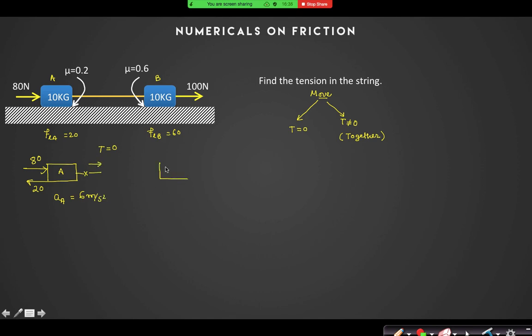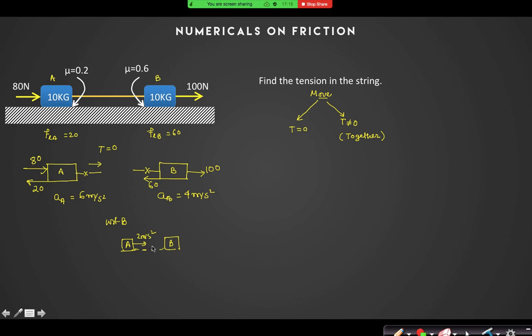Again, if we assume that tension on this block B is 0, then what is the acceleration for that block? It is 60 Newton, so acceleration for block B is equal to 4 meter per second square. Now you can see that with respect to B, A is coming towards it with acceleration 2 meter per second square. Yes or no? With respect to B, A is coming towards it.